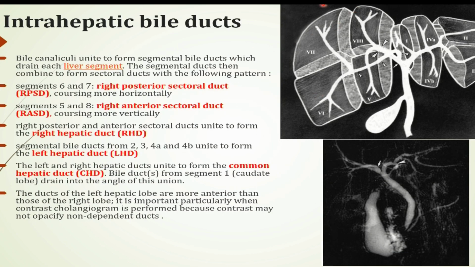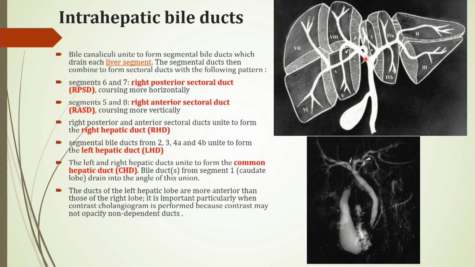Bile canaliculi from various segments of the liver unite to form segmental bile ducts. The segmental bile ducts from the posterior segments 6 and 7 unite to form the posterior sectoral duct, and from the anterior segments they unite to form the anterior sectoral duct. Segmental bile ducts from the left lobe liver segments unite to form the left hepatic duct, and the bile duct from the caudate lobe, segment 1, drains at the union of these ducts.